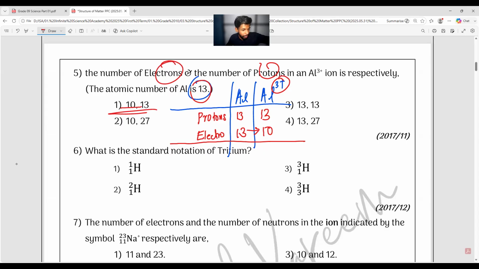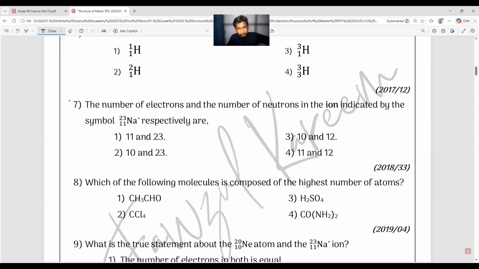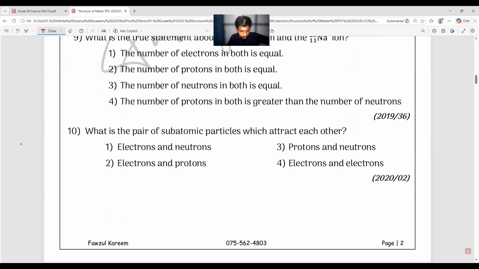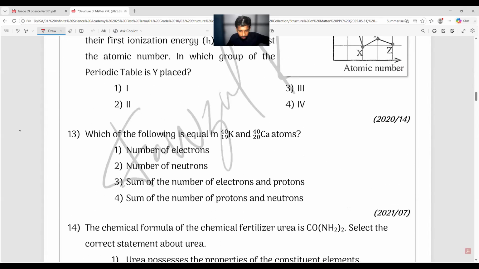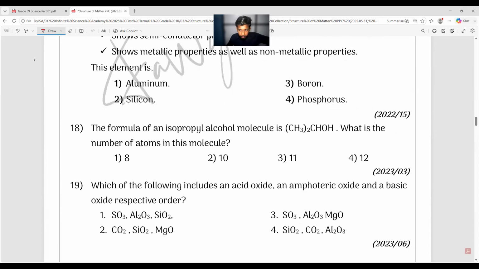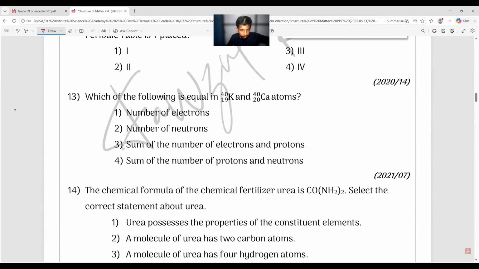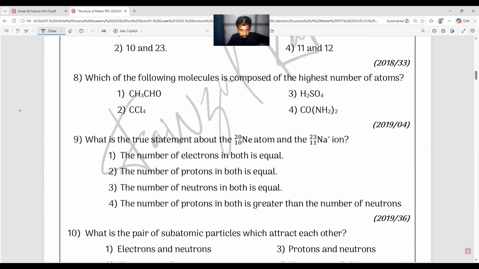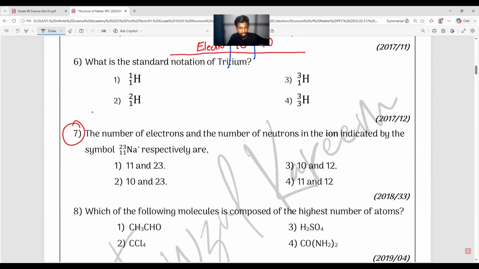Now we'll do another question. Same question, 2018, question number 33. Question number 7, right? Make it quick, Pula. Please note down all these things in your exercise book, right?